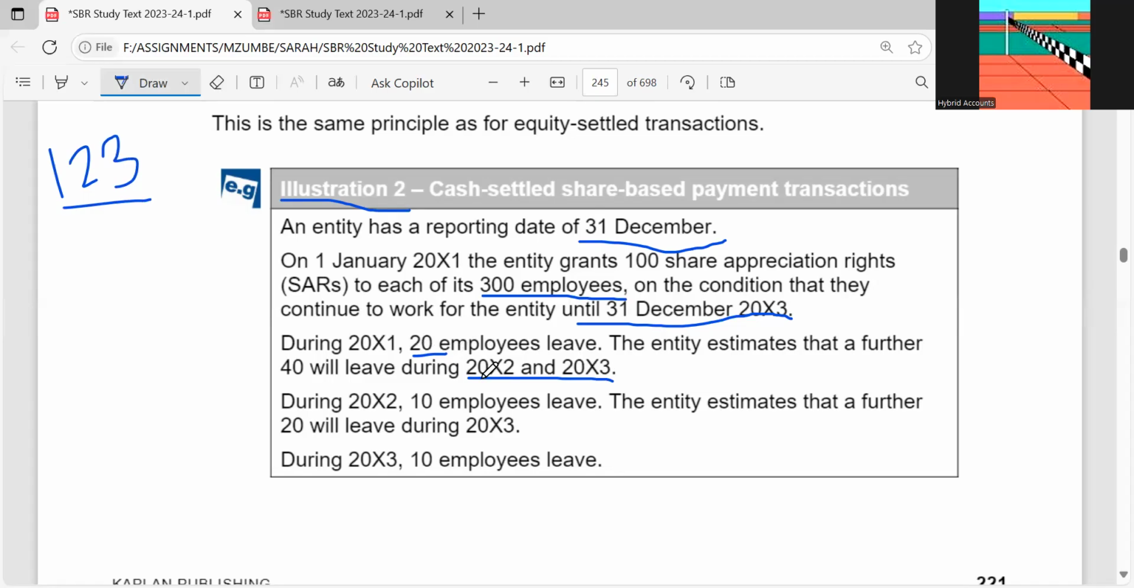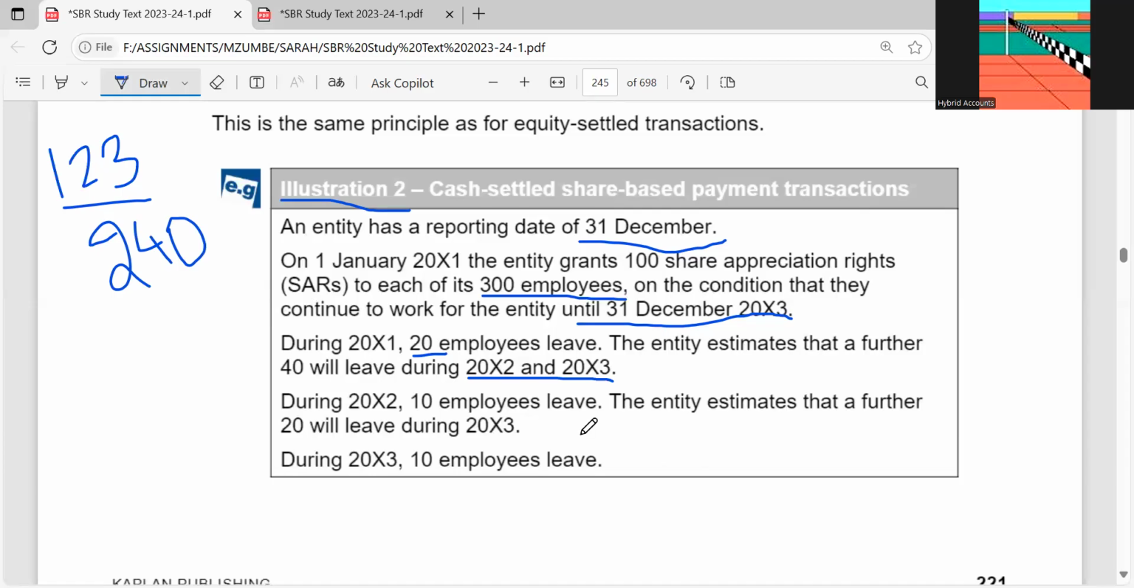So I would say in year 1, 20 have left, and I expect a further 40 to leave, so a total of 60. At the end of year 1, I get the picture that I expect a total of 60 to have left after all 3 years, right? So how many employees do I remain with? 300 minus 60, which is 240. So at the end of year 1, I would expect to remain with 240 employees.